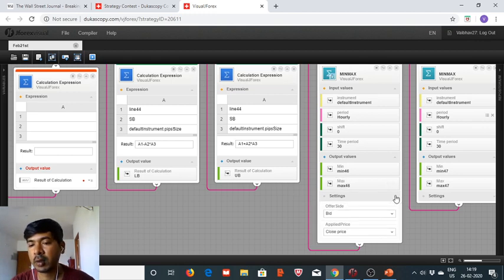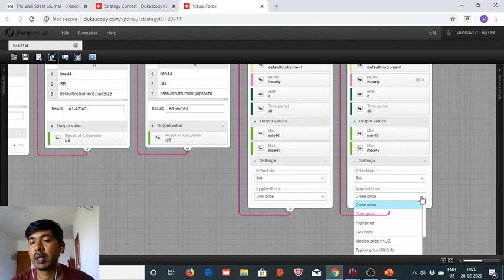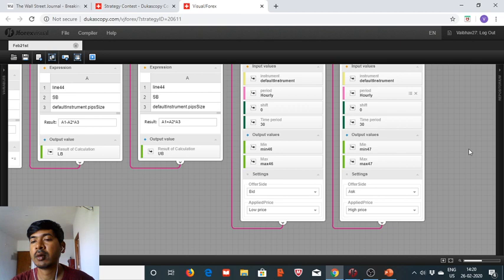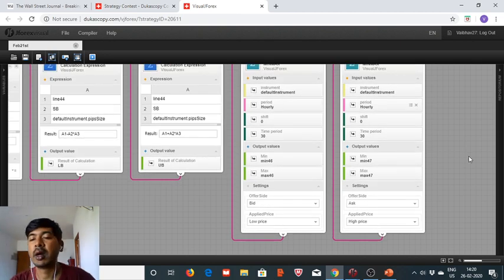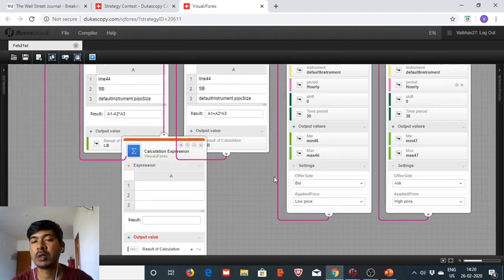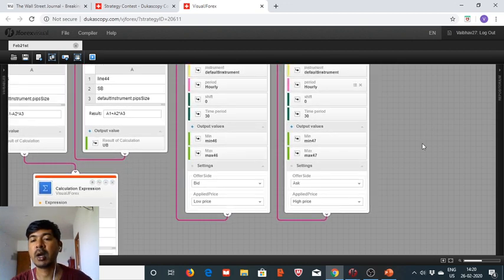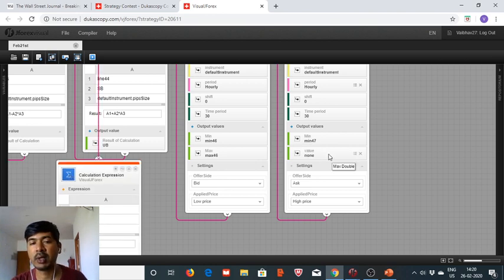We will change this bid. When it is bid, we will utilize the low value, and for the ask we will be utilizing the high value. So we change the bid and the ask side, and then the low and high price. So now when we want to see the deviation on the upper side, we take in this maxima of the high price of the ask of the last 30 hours, and then we deduct the SMA.